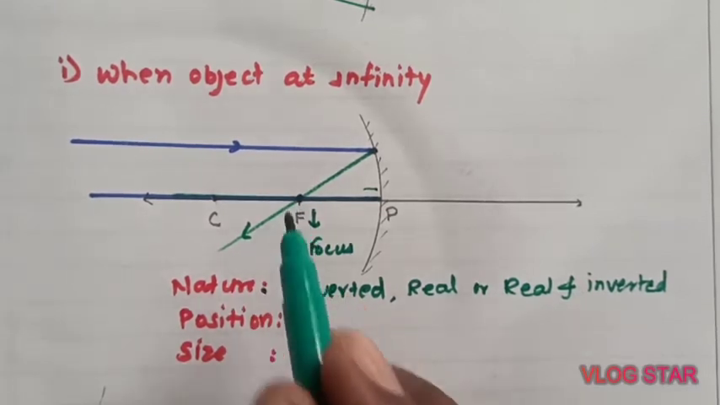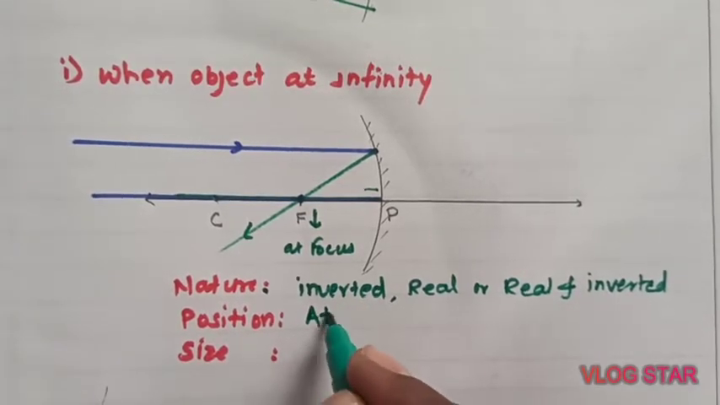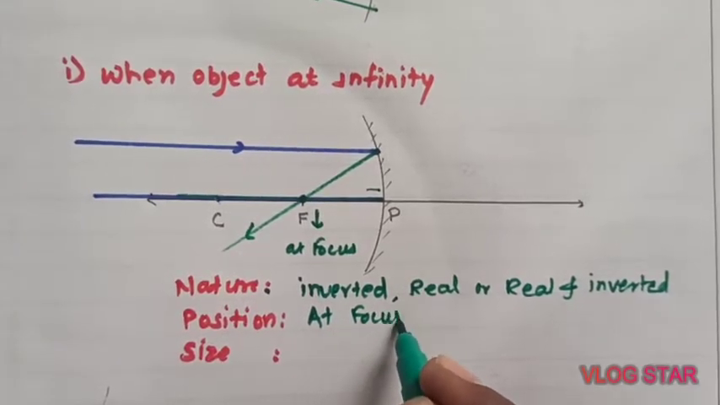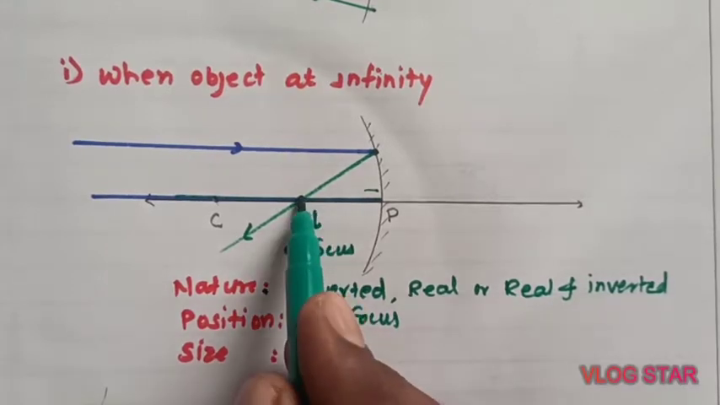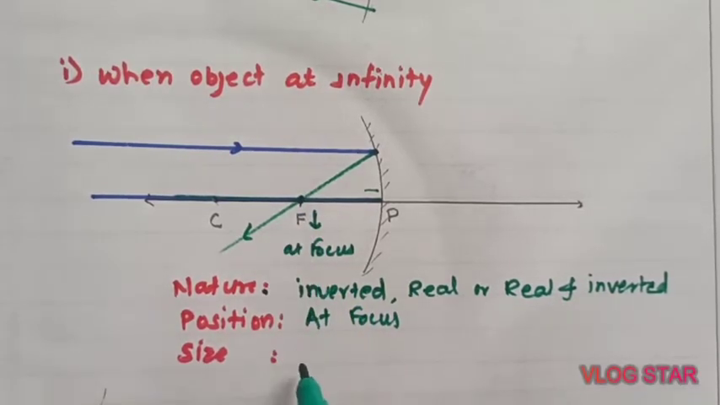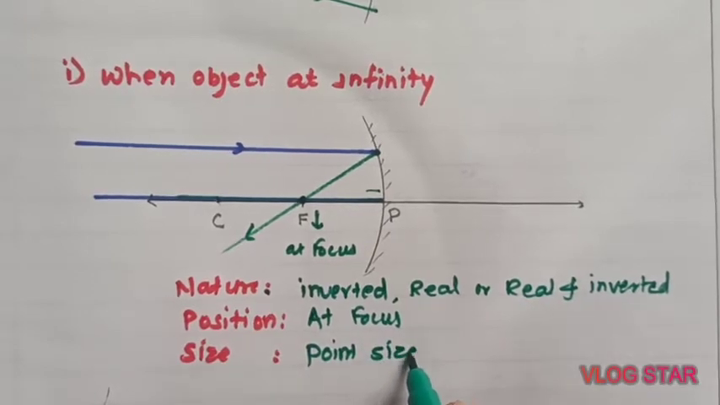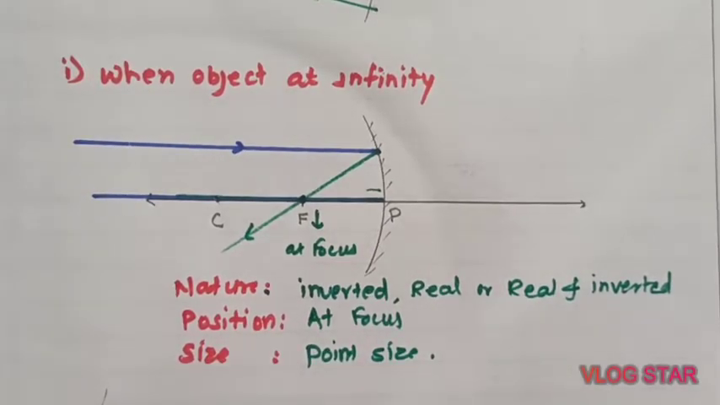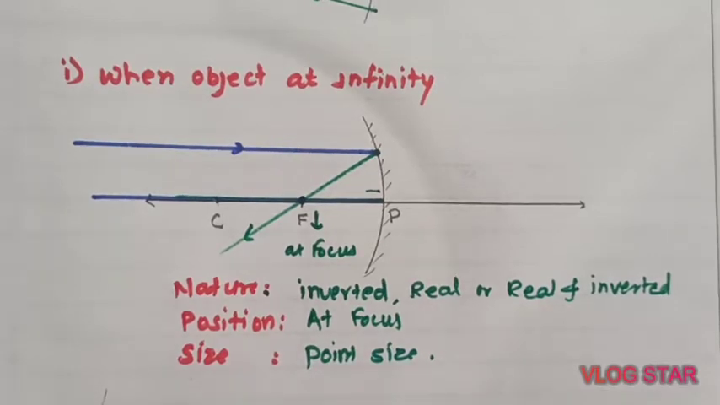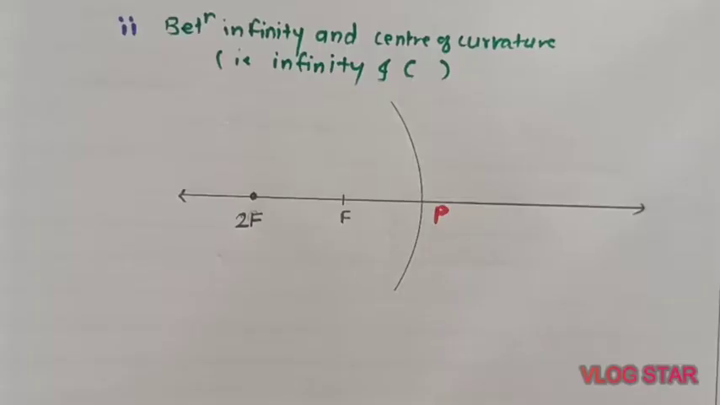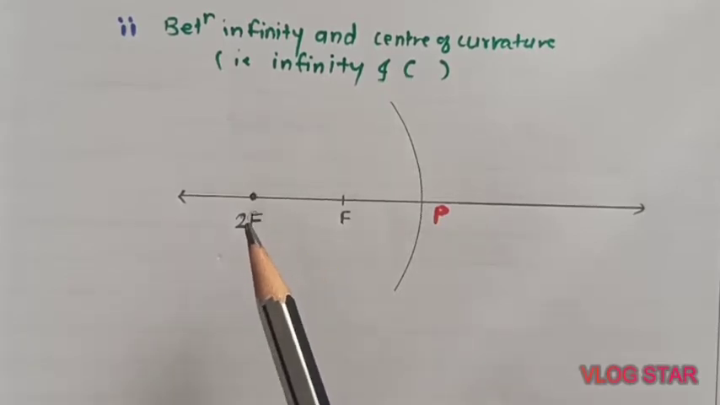So either you can say it's inverted and real, or real and inverted. What is the position? It is formed at focus. What is the size? It is simply a single point. So point size. It means the object is placed at infinity, and the image is formed at focus whose size is a small point. Now we'll discuss the second position.